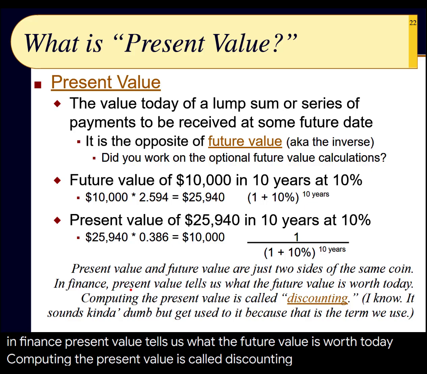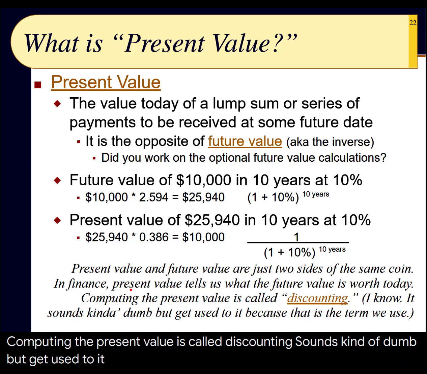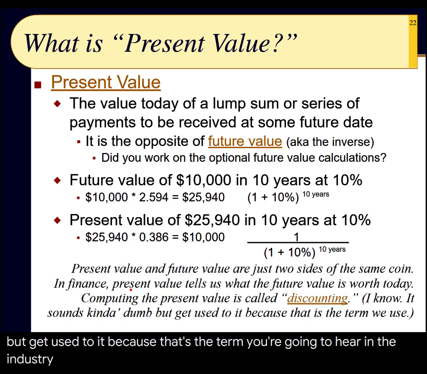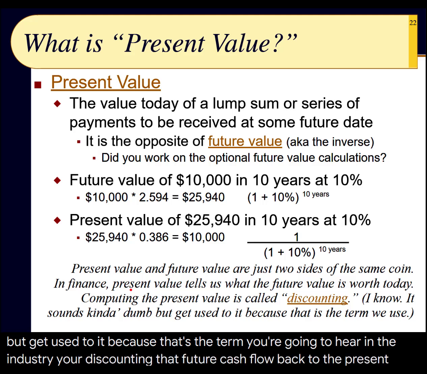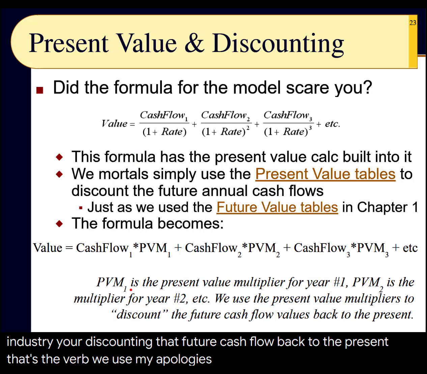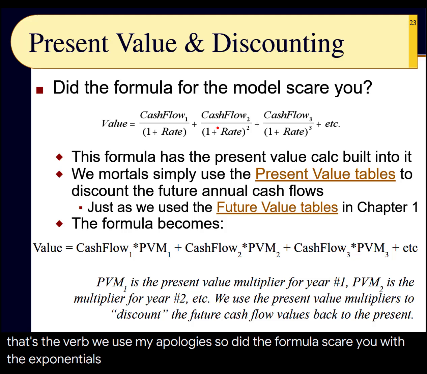I'm so sorry. I know it sounds kind of dumb, but get used to it, because that's the term you're going to hear in the industry. You're discounting that future cash flow back to the present. That's the verb we use. My apologies. So, did the formula scare you with the exponentials and the denominators?